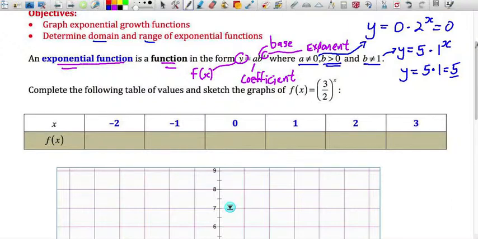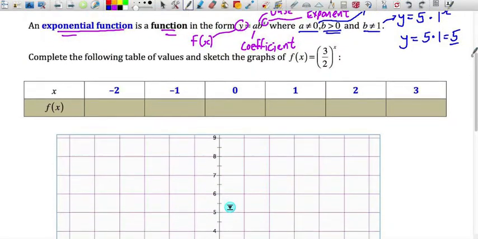Okay, so what we're going to do now is go ahead. We've got an example in function notation. F of x is equal to 3 over 2, or 1.5, to the power of x. There is no coefficient here, so the assumption is that it's 1. So the value of a in this case is 1, which is perfectly acceptable. And here we're dealing with a reasonably complicated fraction.